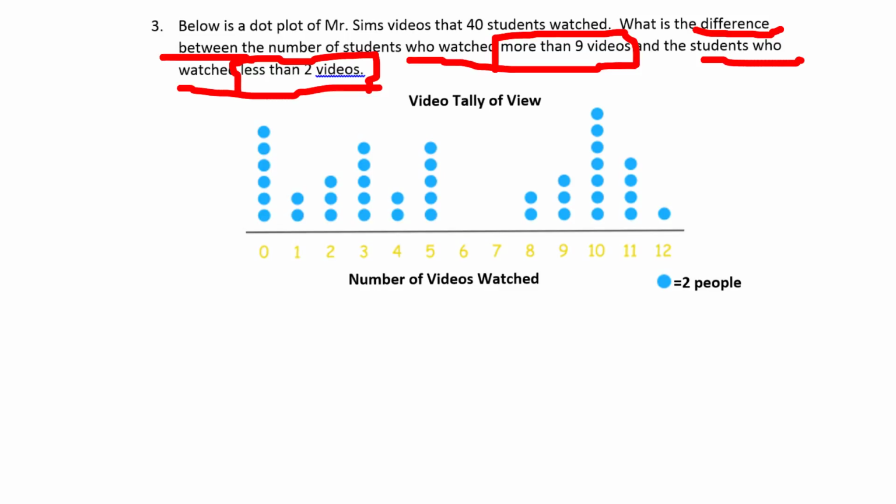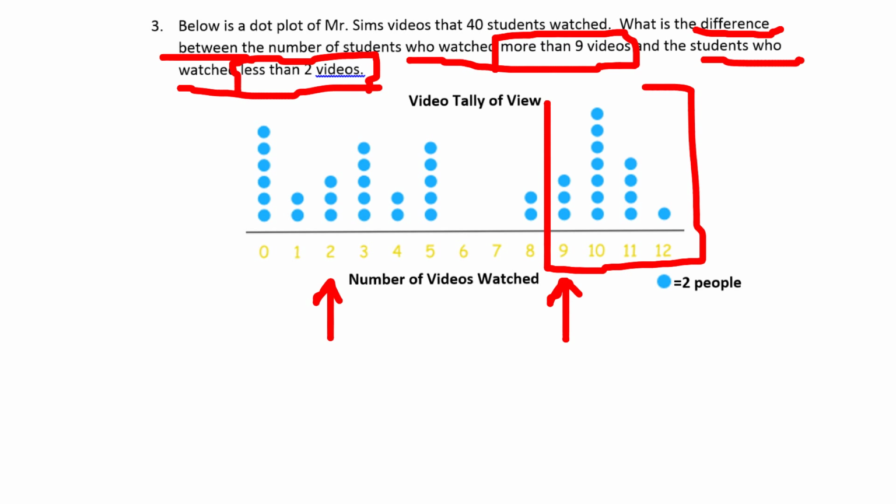So what is the difference between the two? Well, first of all, here is where the people who watch 9 videos are. Here's where the people who watch 2 videos are. I might be tempted to do this and say, all right, the difference between the number of people who watch more than 9 videos, so I could maybe choose this one here and this one here. This might be very tempting to do, right? But let me ask you a question.